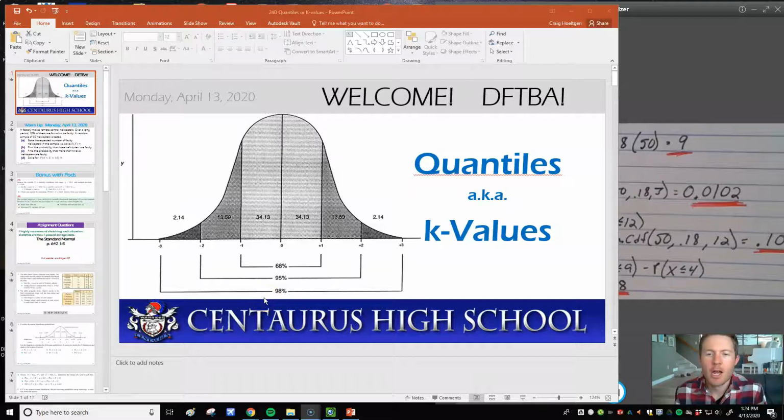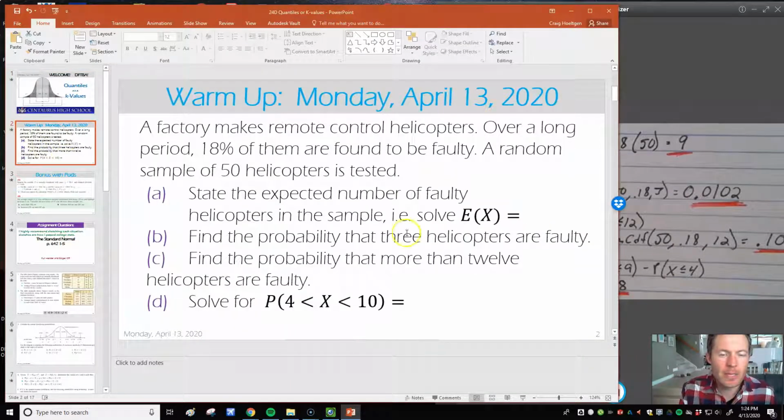Hello, hello. All right, let's look at quantiles, also known as k-values. To begin, a recent recap. Go ahead and give this a try. Pause it now.